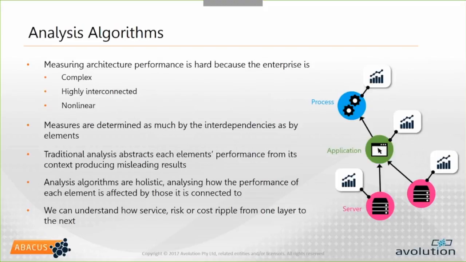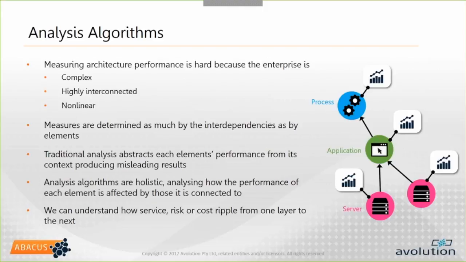Now, the theory is simple. Actually doing it, measuring architecture performance, is really hard. And this is because the enterprise is very complex. It's made up of a very large number of moving parts. Those parts are highly interconnected. And a property of complex systems is that it's what we call nonlinear. And this means that you can't always predict what the result will be for a given set of inputs. So to a certain extent, it's hard to predict how the architecture will behave.